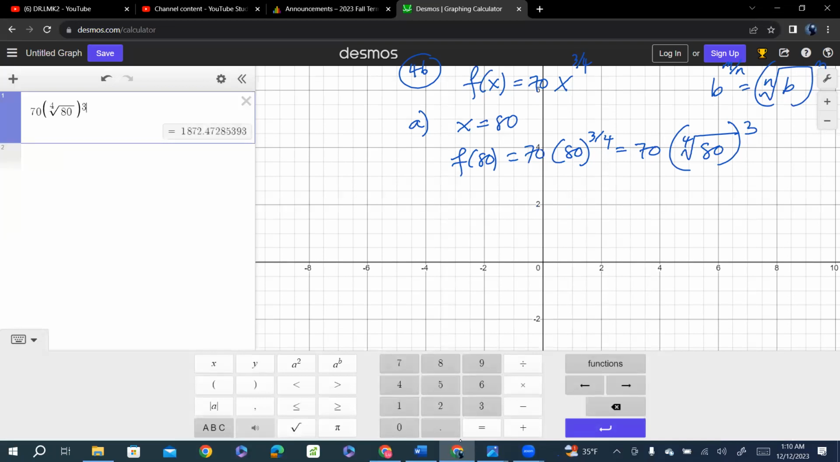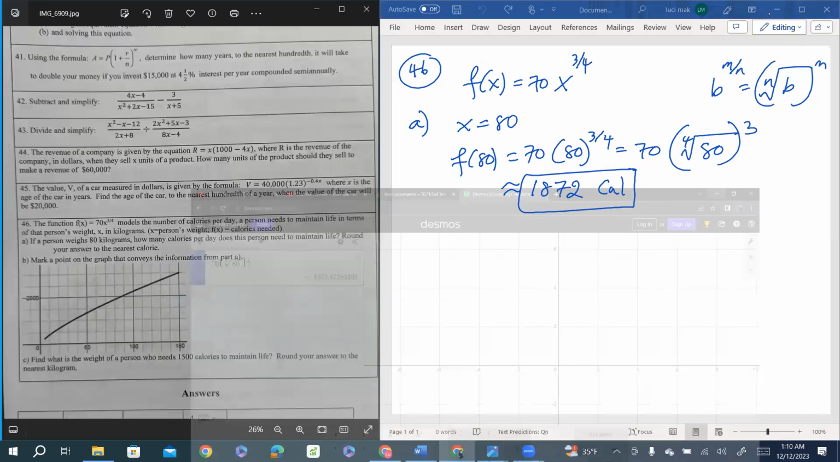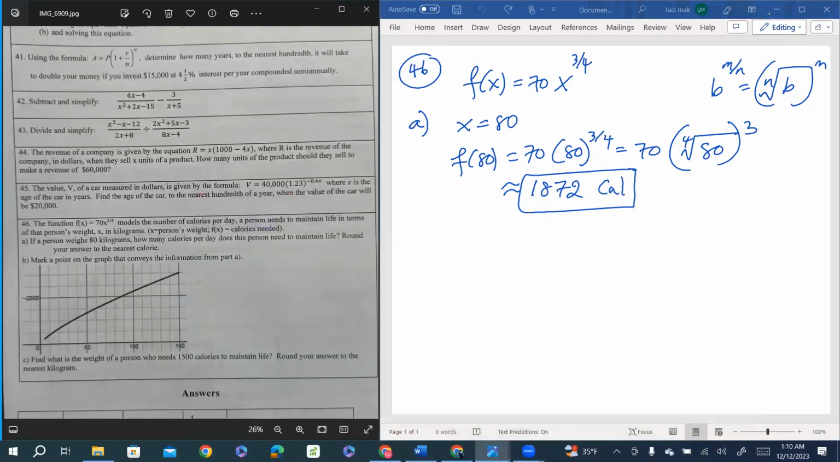So the answer is approximately 1,872 calories, rounded to the nearest calorie. If the weight is 80 kilograms, that person has to consume 1,872 calories. Let me go back to the question. So if that person weighs 80 kilograms, to maintain life the person needs around 1,872 calories. All right.